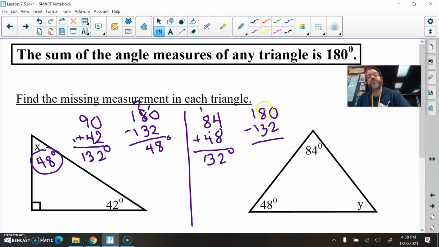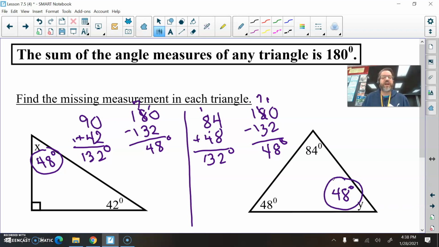So again, 2 from 0 is problematic. So I'm going to make the 8 a 7. This becomes 10. 10 minus 2 is 8. 7 minus 3 is 4. 1 minus 1 is 0. So I get 48 degrees again. Angle Y is 48 degrees.